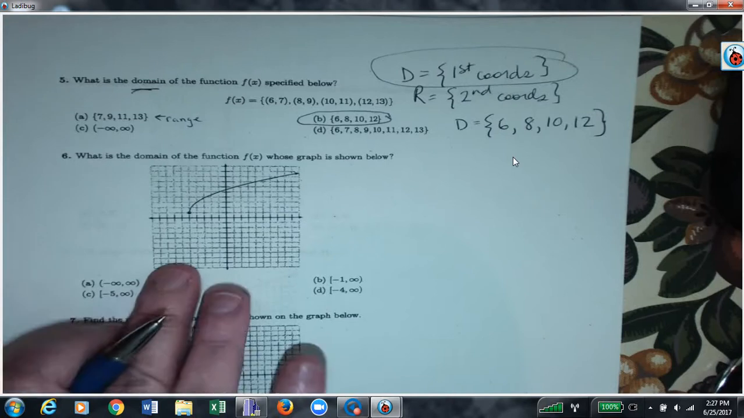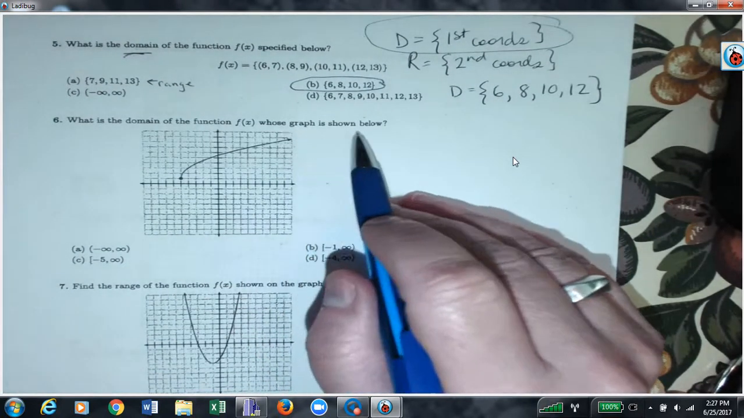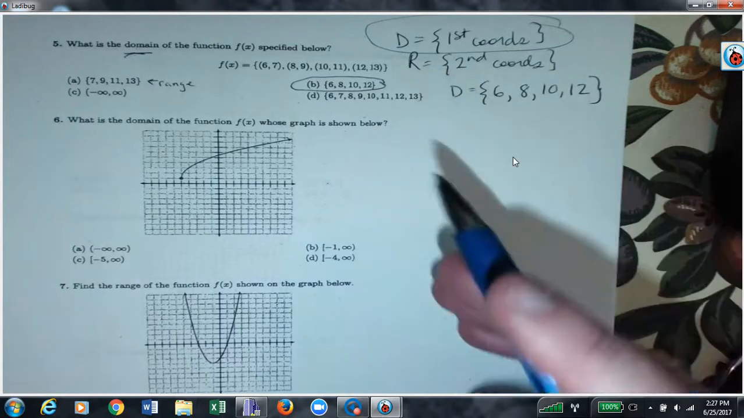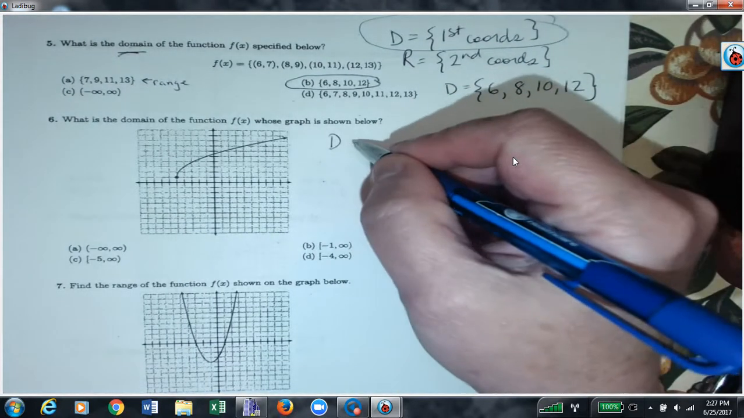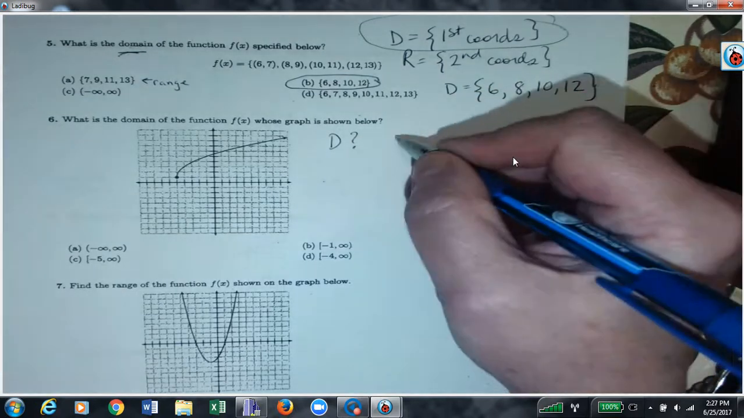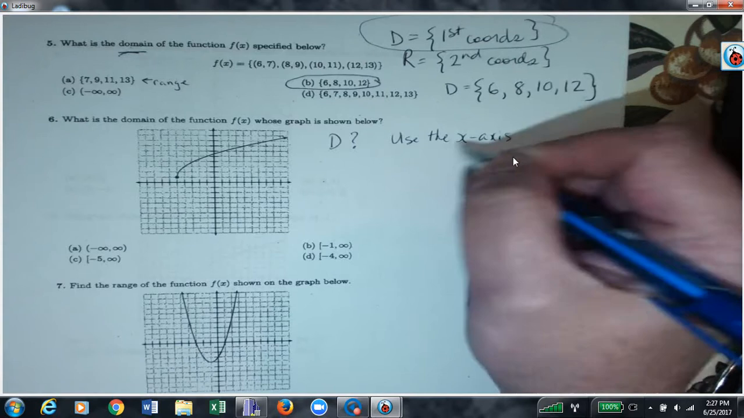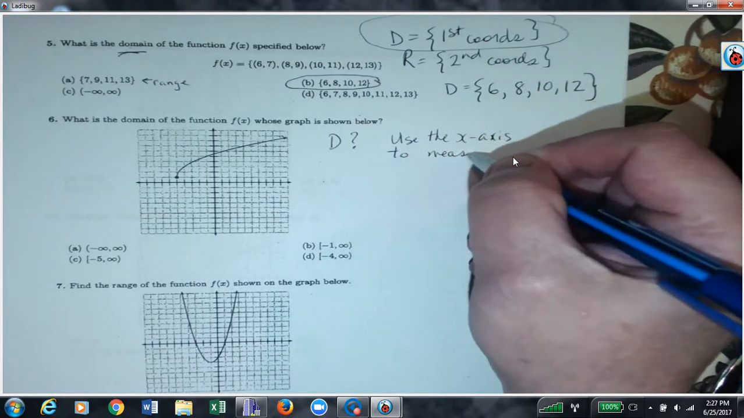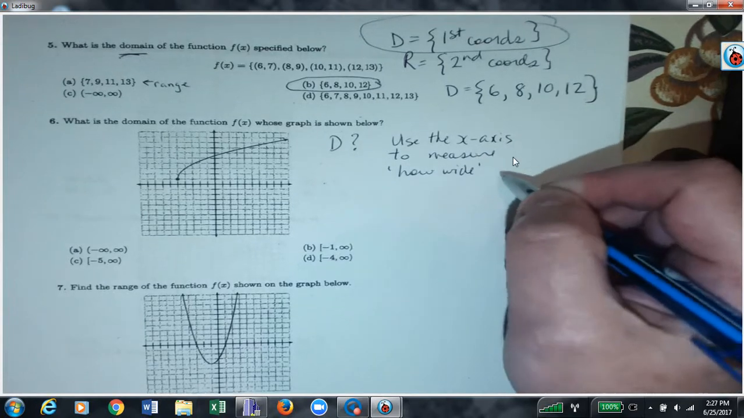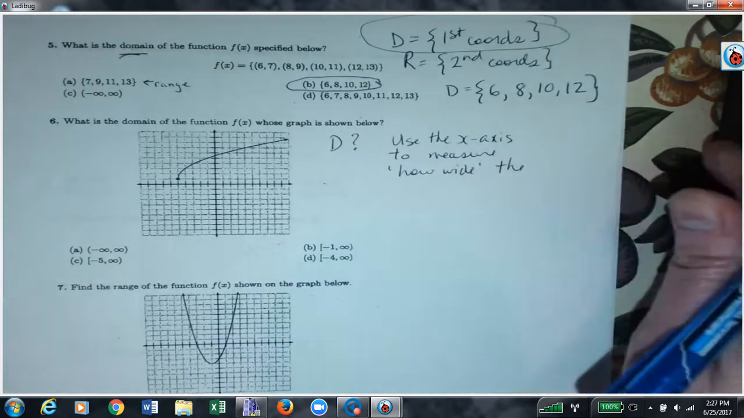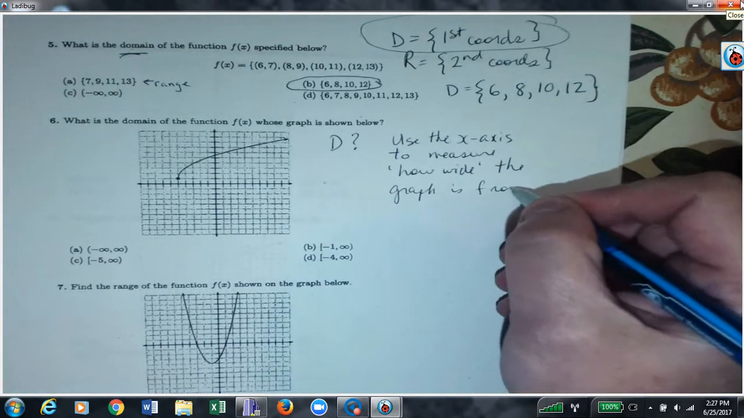Now let's look at number 6. What is the domain of the function whose graph is shown below? Okay, when we have a picture of a graph, the domain, well, how do you find the domain? You use the x-axis to measure how wide the graph is, from left to right.